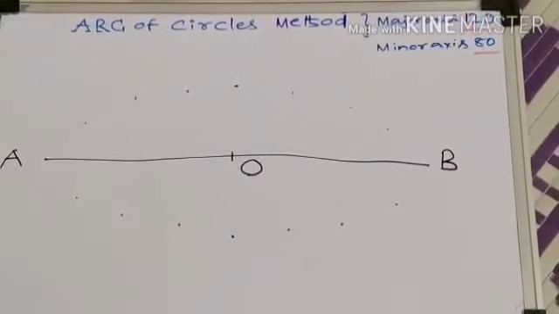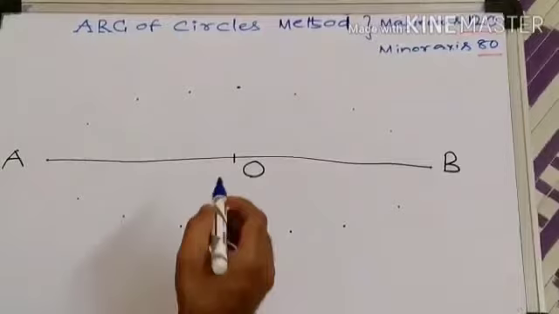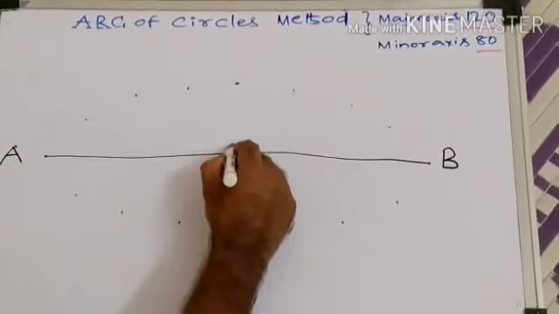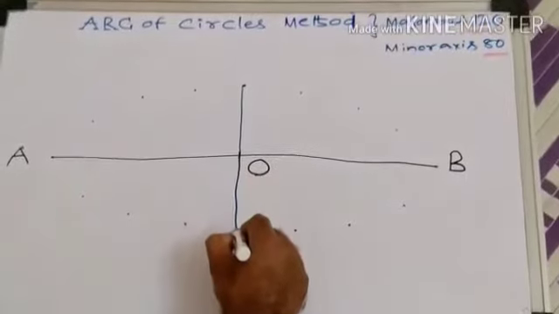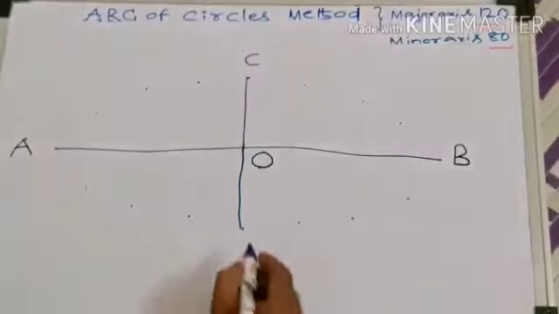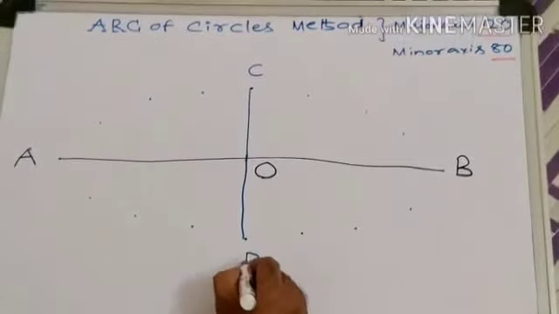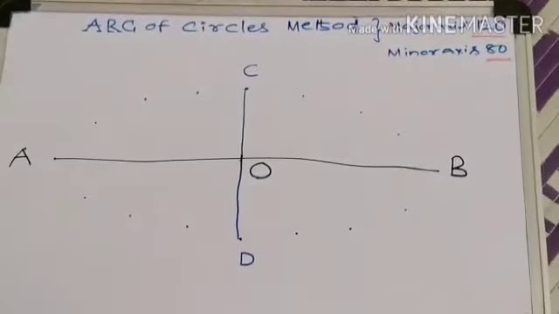Passing through O, draw a perpendicular line, 40 above the major axis and 40 below the major axis. The top point I am naming as C, the bottom point I am naming as D. CD is going to be the minor axis.